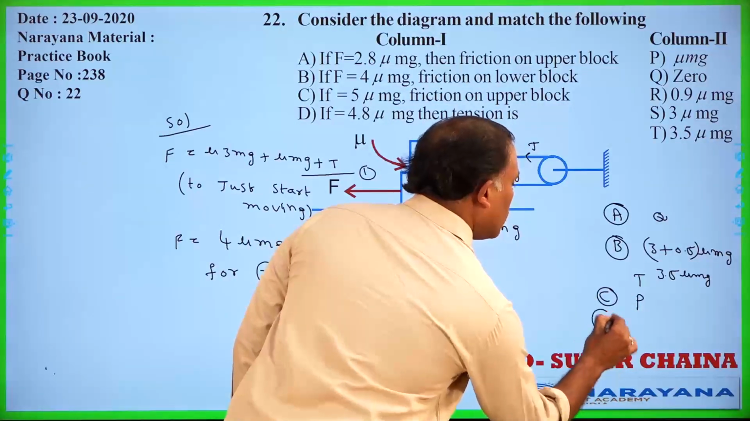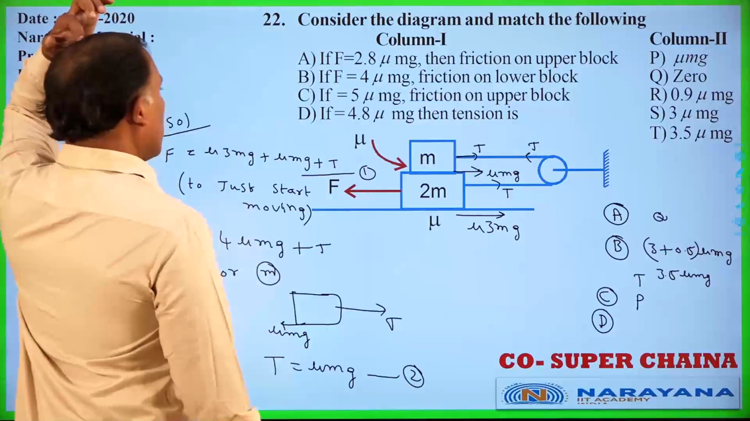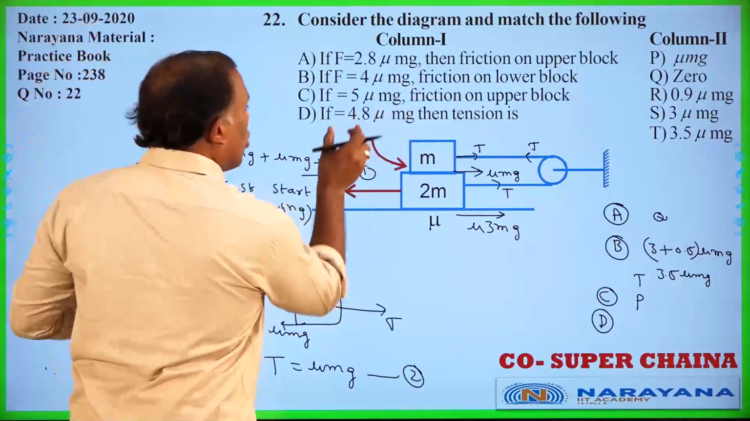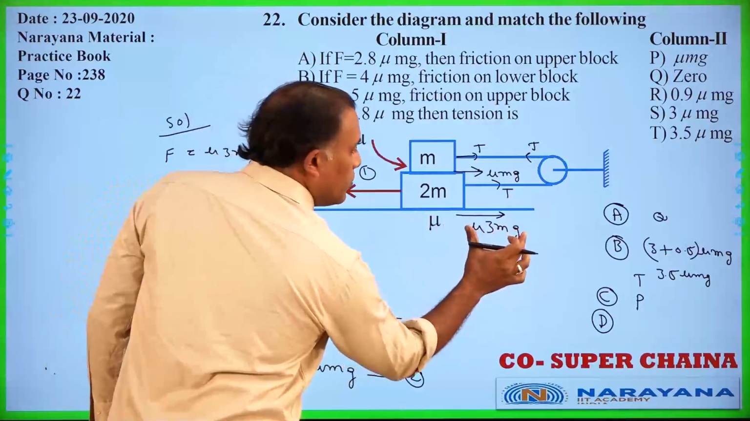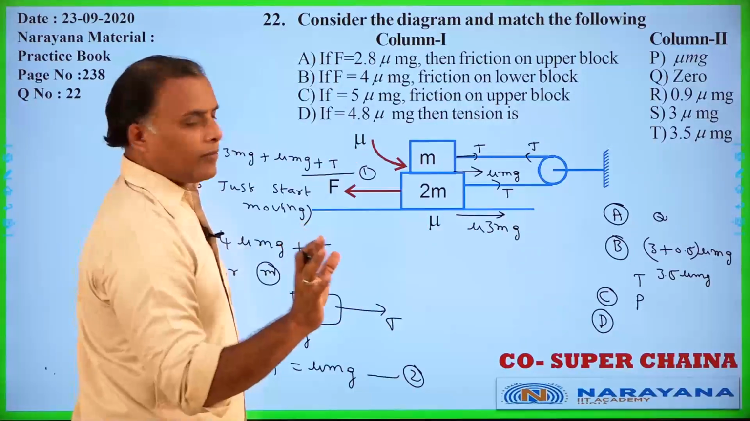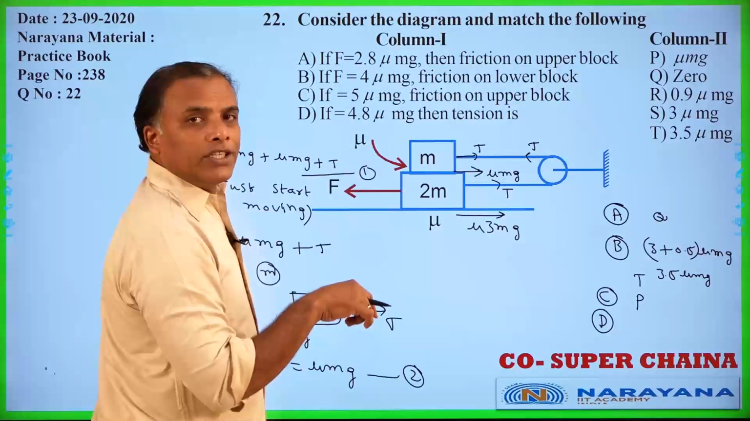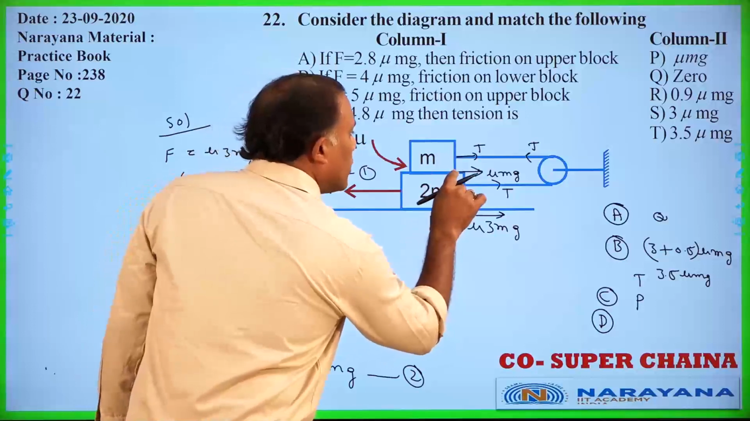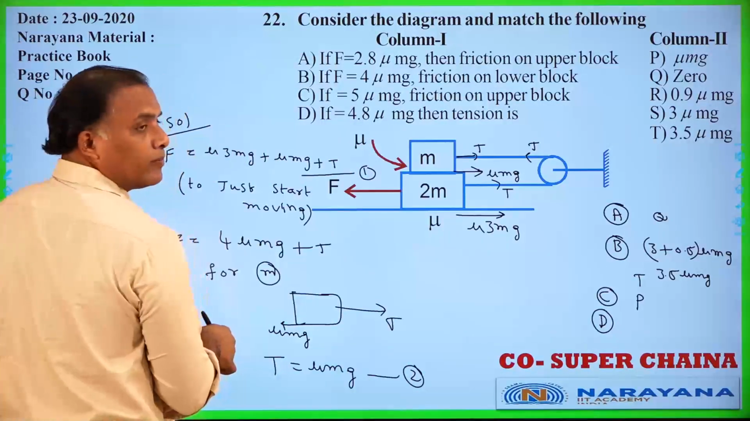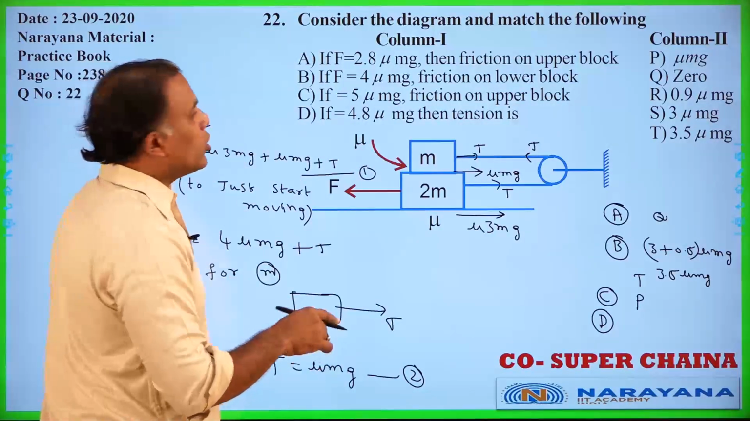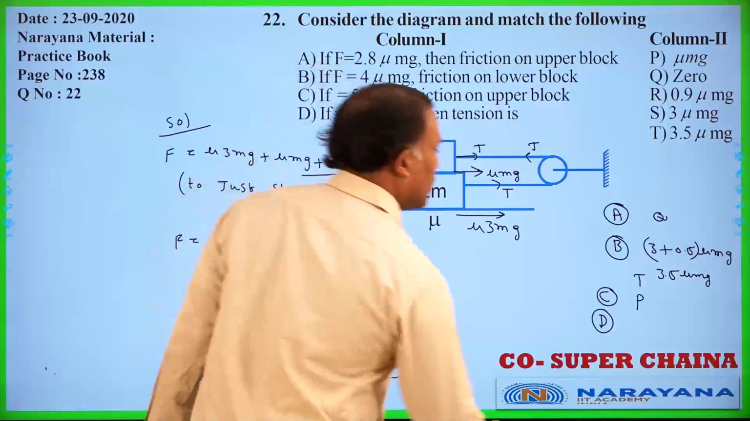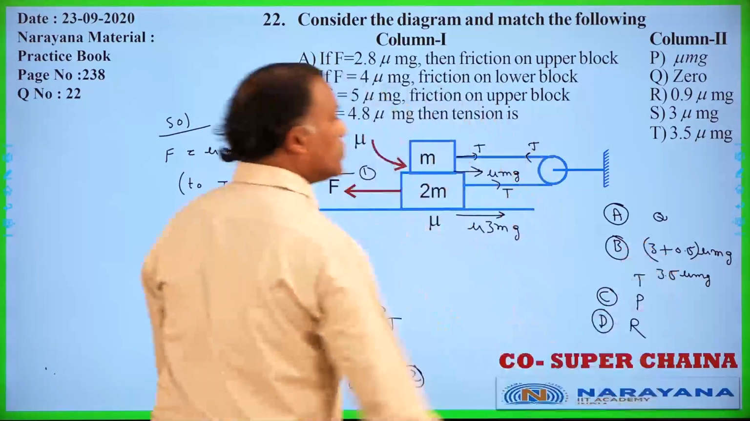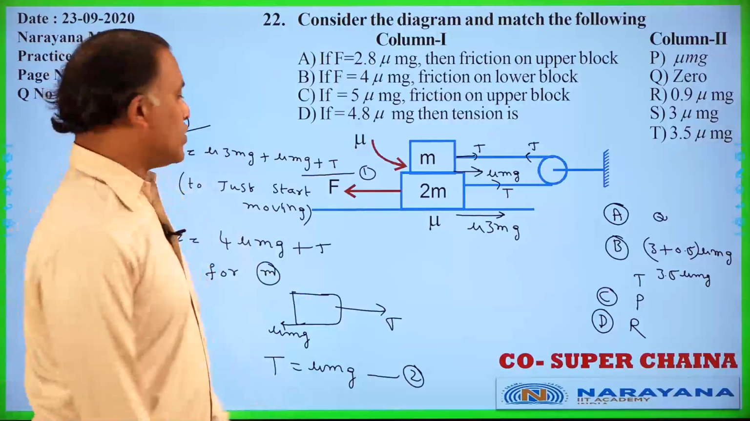And for D, if you see, what is he telling you? 4.8 mu mg. Out of 4.8, 3 mu mg is at the bottom, fixed to that one. And what is remaining? 1.8. So 1.8 will be shared by this one plus this one. So 1.8 by 2, 0.9. So for D, R is the answer. So like this, we can solve that one.